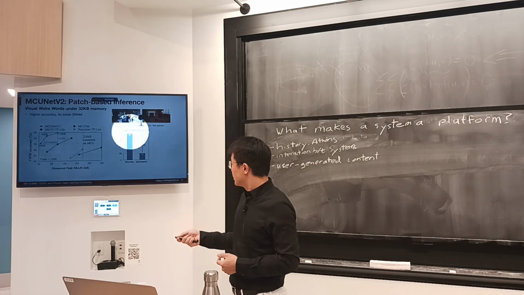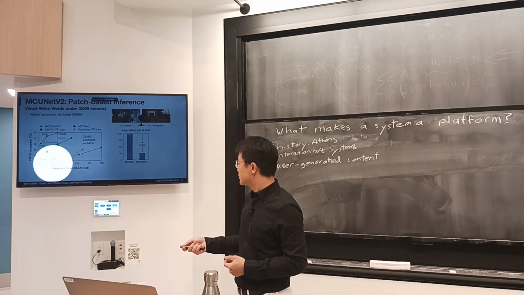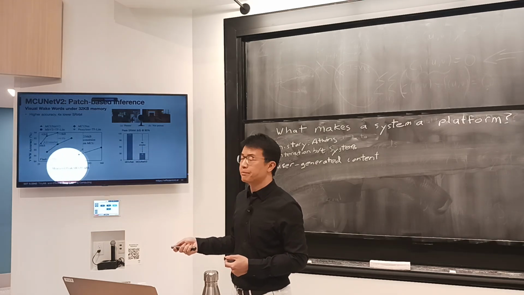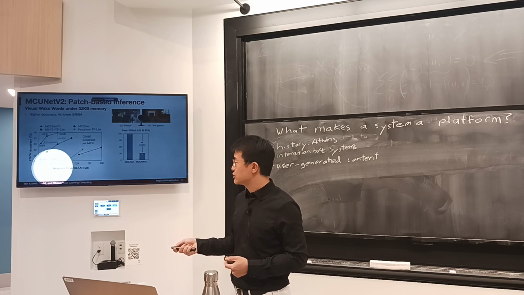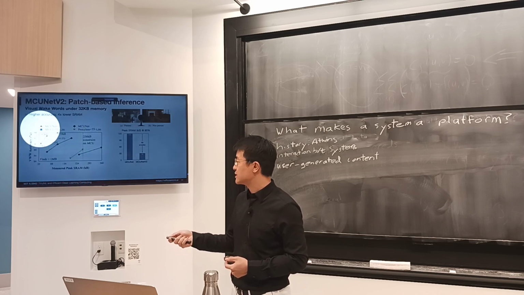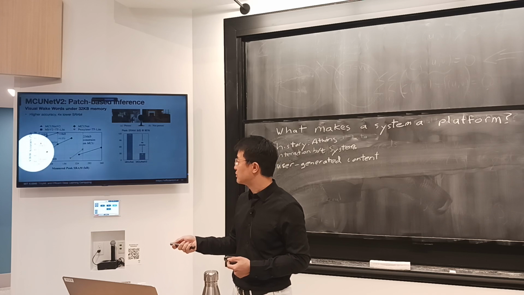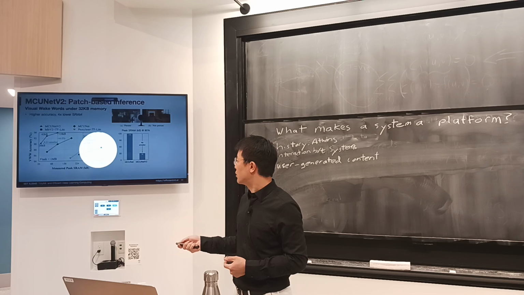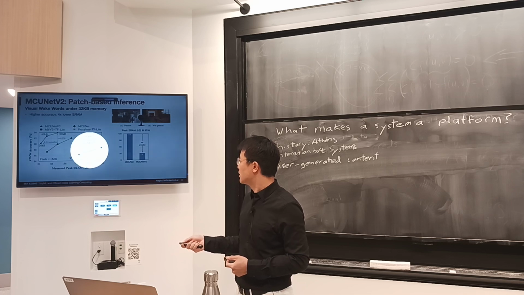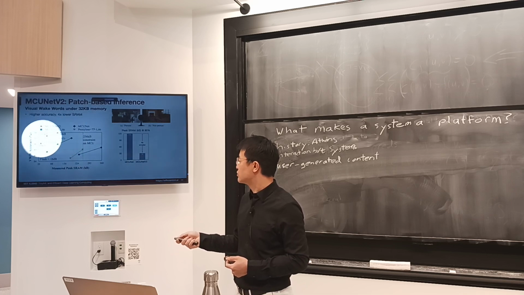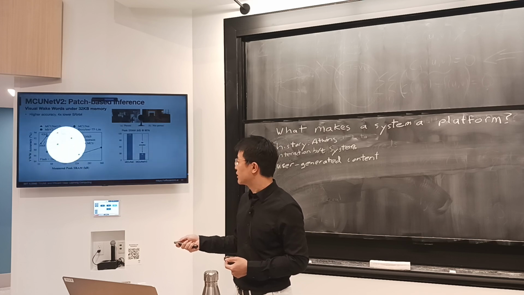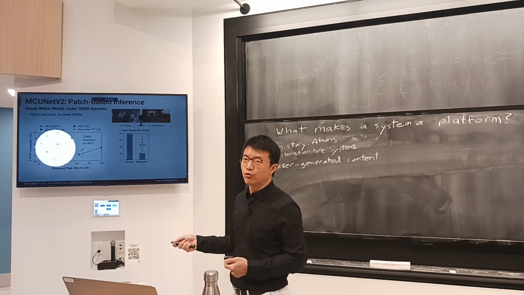So this is the improvement across the years. The x-axis is the measured peak SRAM usage, the smaller the better. The y-axis is the visual wake words, VWW, accuracy. So this is our 2019 result. This is the 2020 result. This is the 2021 result. Every year we are pushing the frontier by 2 to 4 times smaller.